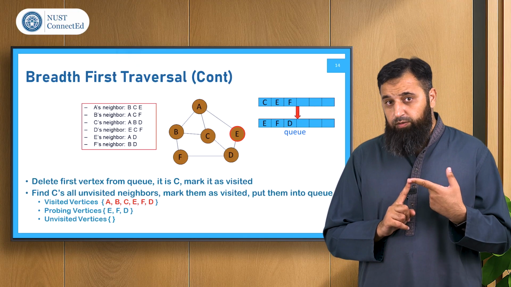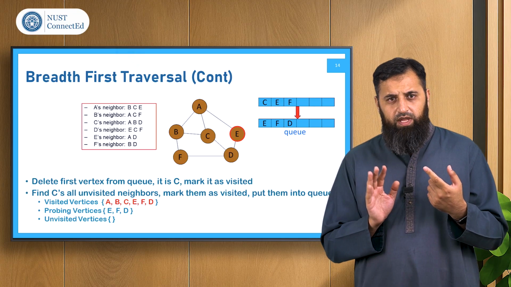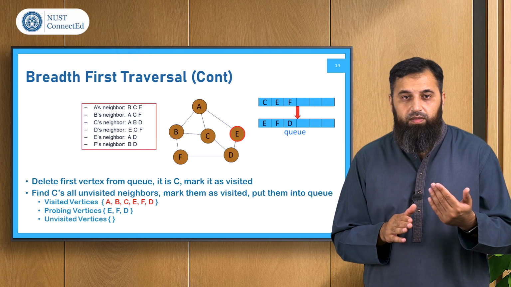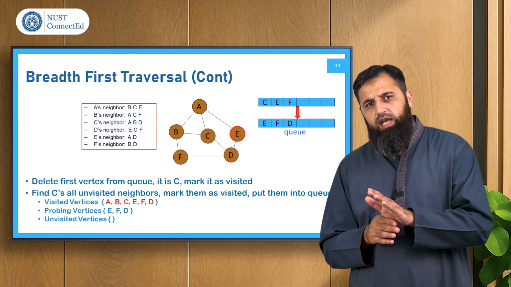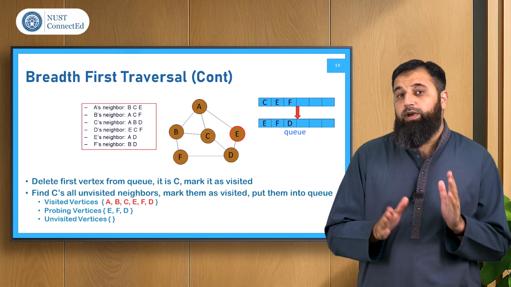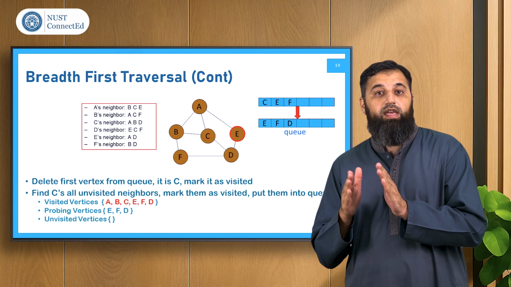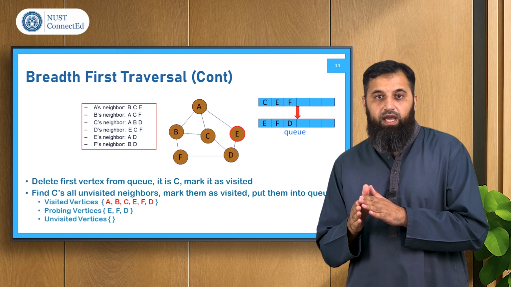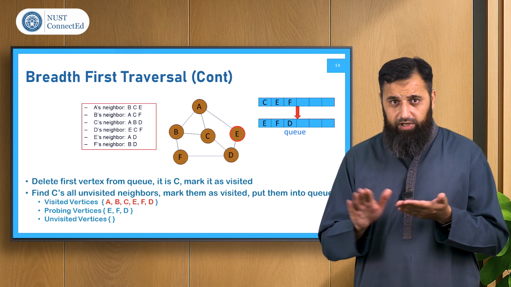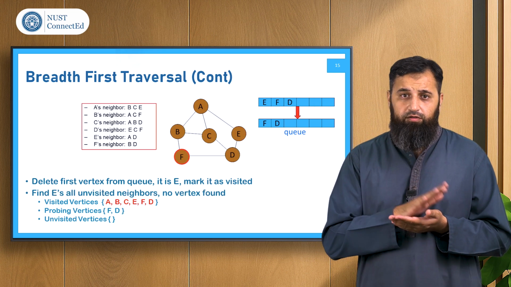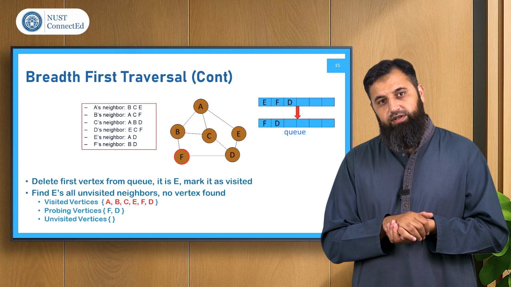Next we remove C from the queue, mark it as visited. We find C's unvisited neighbor, which happens to be D. We mark D as visited and add it to the queue. Now visited becomes A, B, C, E, F, D. The probing becomes E, F, D. And unvisited is empty now. Next, we remove E from the queue, mark it as visited.